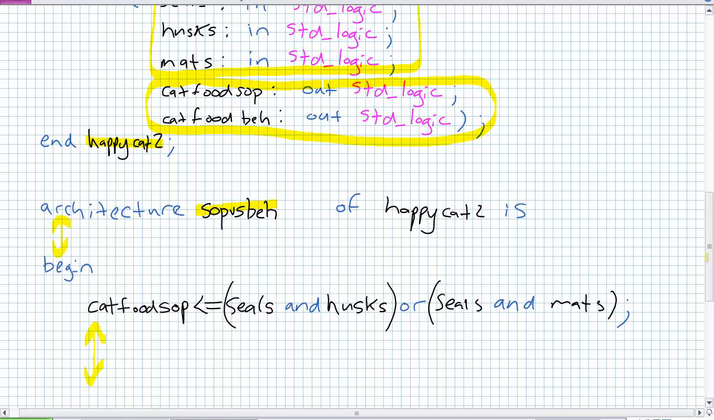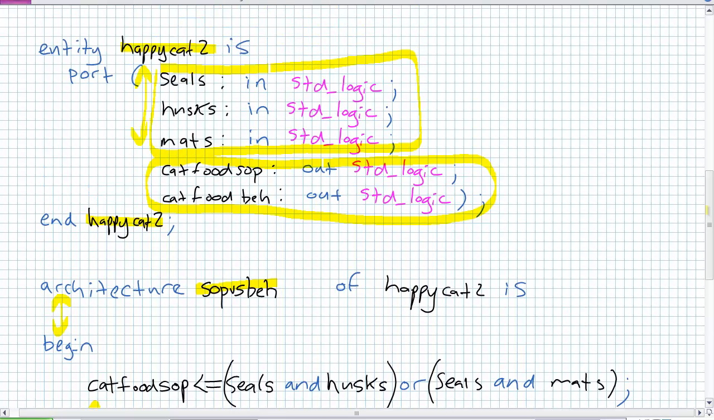And then once I'm in the begin portion of my architecture, I can actually assign these inputs to that vector. Okay, why am I doing this? But check it out. I'm setting up this select statement.